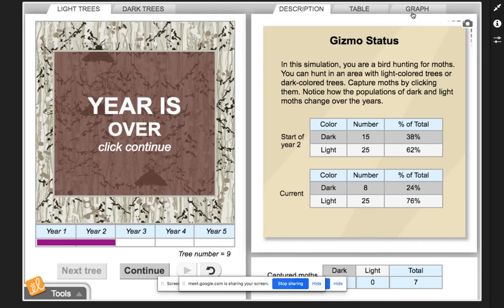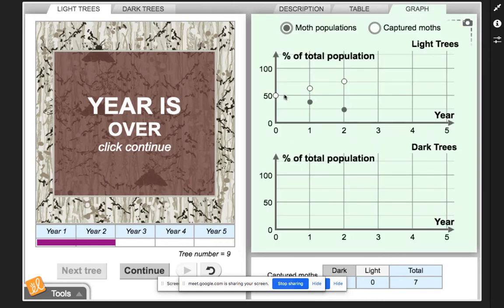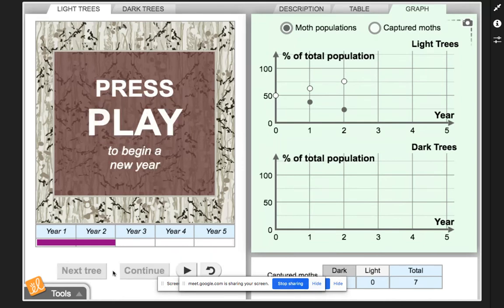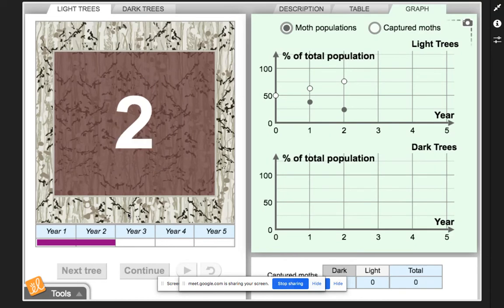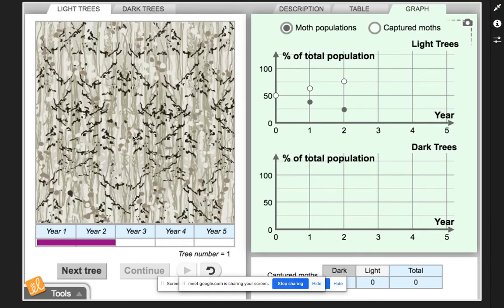So we can see on the graph here that we have one allele increasing, one decreasing. If we keep going, we're going to see a bigger change in the overall population over time. Oops, unless I keep clicking.